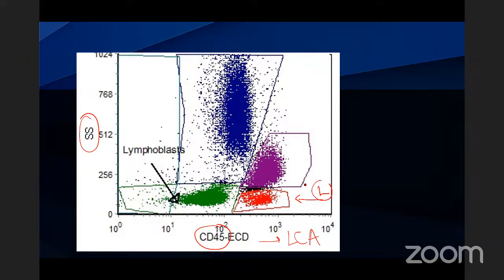So these are lymphocytes, okay? Whereas cells with very high side scatter and CD45 brightly positive are your granulocytes, okay? And these cells here, pink cells here, are monocytes, okay? So these are monocytes, which are intermediate between these two cells.